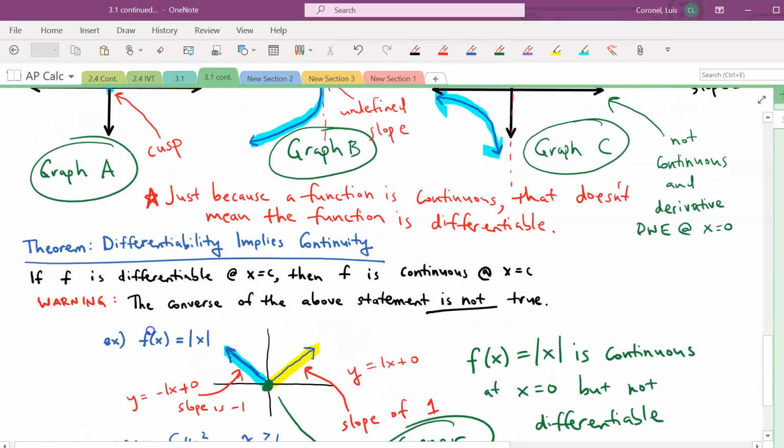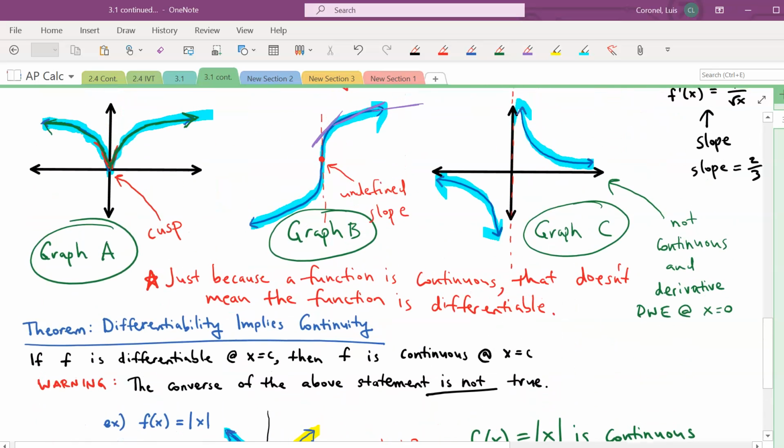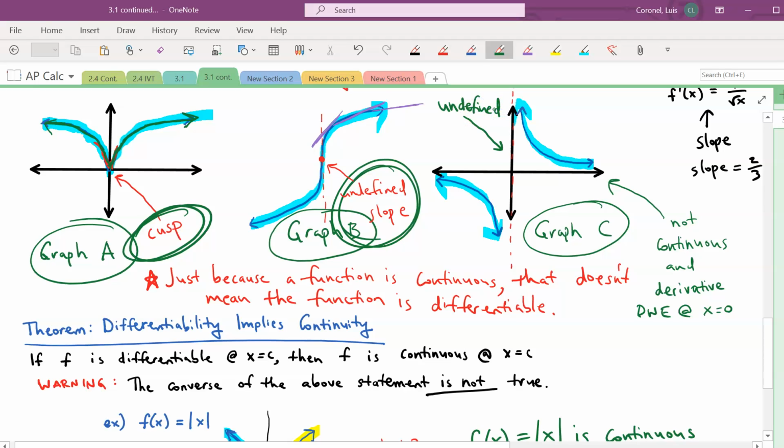I'm going to go back to graph A. We cannot find derivatives at cusps. We cannot find derivatives at undefined slopes. And similarly, we cannot find the derivative of an undefined slope. And that's what that dotted red line was. That was an asymptote. Undefined at the asymptote.